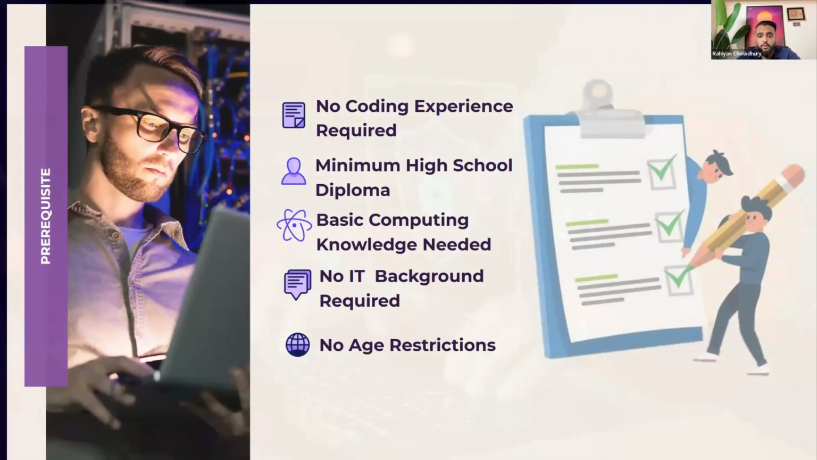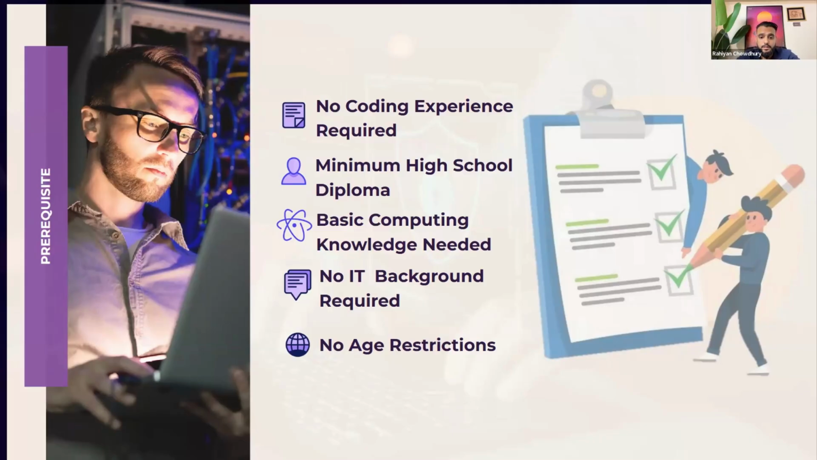So guys, kind of like your instructor Fayek mentioned here, do we require coding experience? We do require a minimum of a GED, as long as you have basic computing knowledge, you should be good to go. Do you require an IT background? No. Is there an age restriction? I wouldn't say there's an age restriction, but as long as you have your high school diploma and you're willing to learn and willing to put in the effort, then absolutely this is for you.